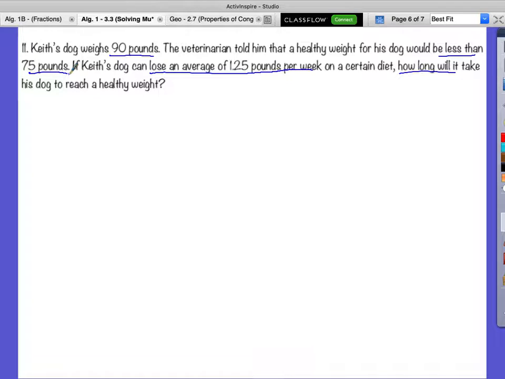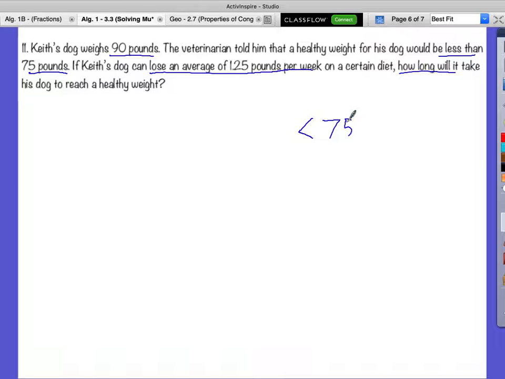Okay? Does that tell us our inequality symbol right there? Yeah. Okay, we're going less than. And what are we trying to be less than? 75. So that's going on the right side, okay? You know we're going to have less than 75 on the right. So to get the left side of this inequality, we say, okay, what's our starting point? What weight are we starting with?